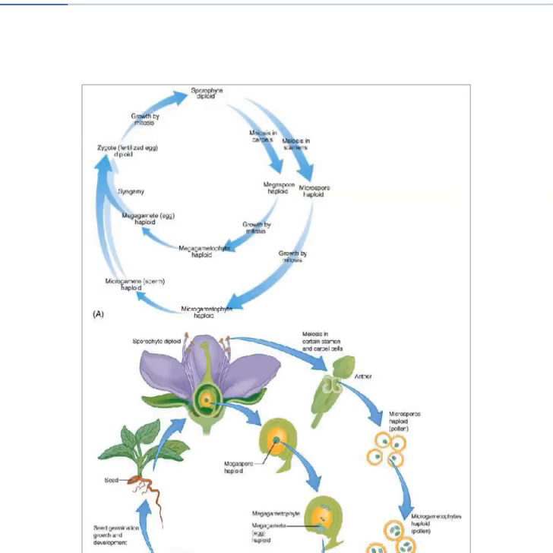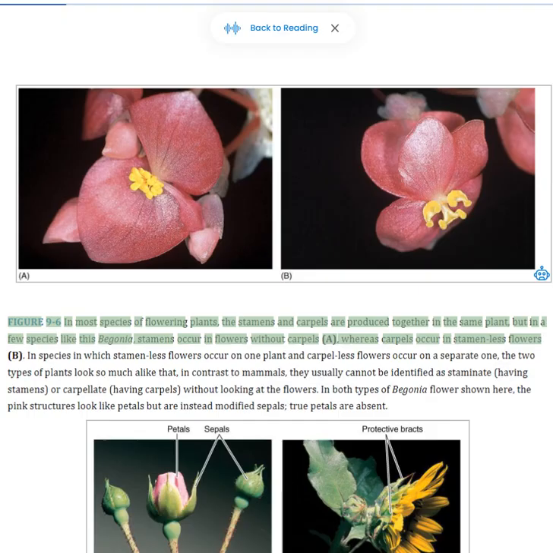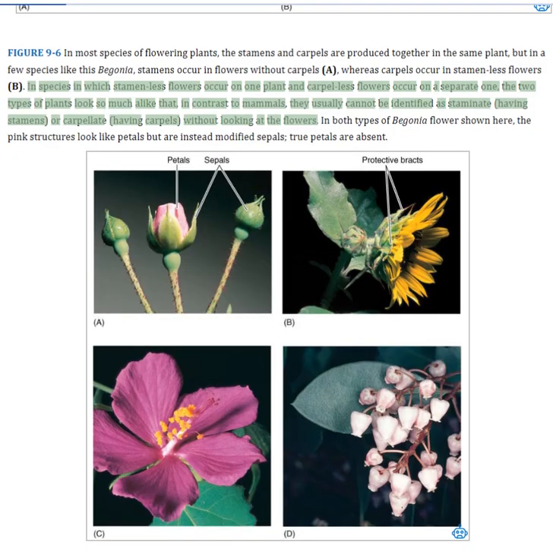Figure 9.5 Diagram of the life cycle of an angiosperm. A flowering plant life cycle showing the actual structures involved. Figure 9.6 In most species of flowering plants, the stamens and carpels are produced together in the same plant, but in a few species like this begonia, stamens occur in flowers without carpels, whereas carpels occur in stamenless flowers. In species in which stamenless flowers occur on one plant and carpel-less flowers occur on a separate one, the two types of plants look so much alike that, in contrast to mammals, they usually cannot be identified as stamenate or carpellate without looking at the flowers.